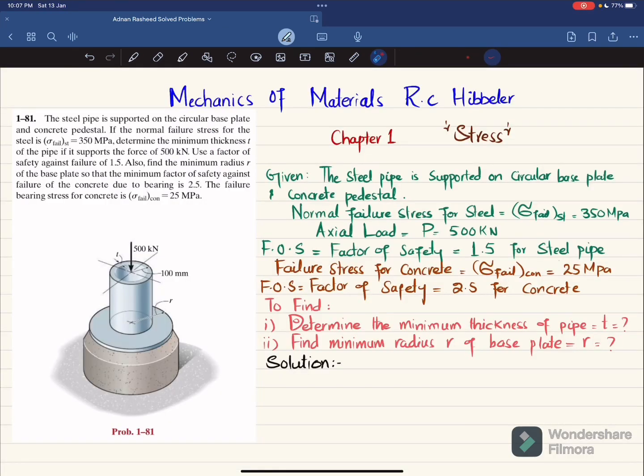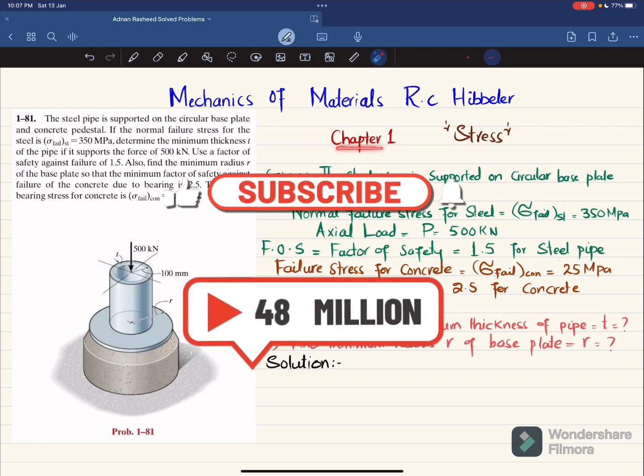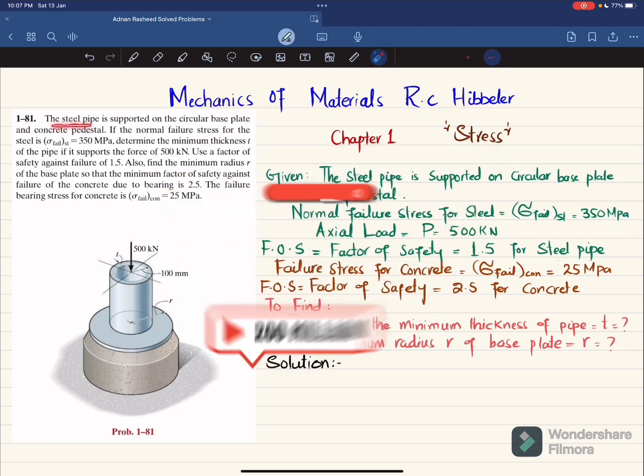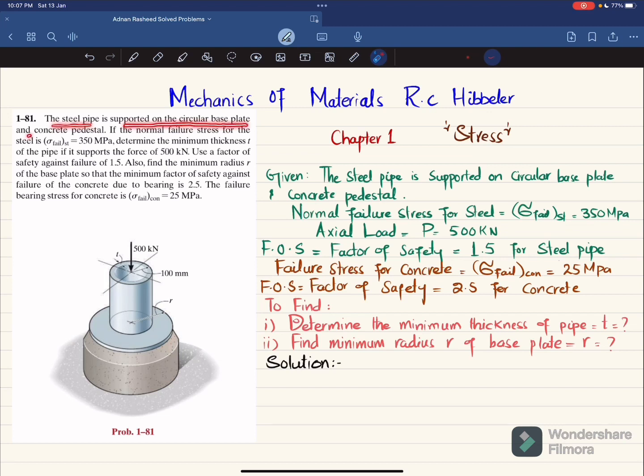Welcome back. Problem 1-81. This problem is taken from chapter number 1, that is stress, and the book name is Mechanics of Materials by R.C. Hibbeler. The statement is: the steel pipe is supported on a circular base plate and concrete pedestal. If the normal failure stress for the steel is 350 megapascal, determine the minimum thickness T of the pipe if it supports the force of 500 kilonewton. Use a factor of safety against failure of 1.5.